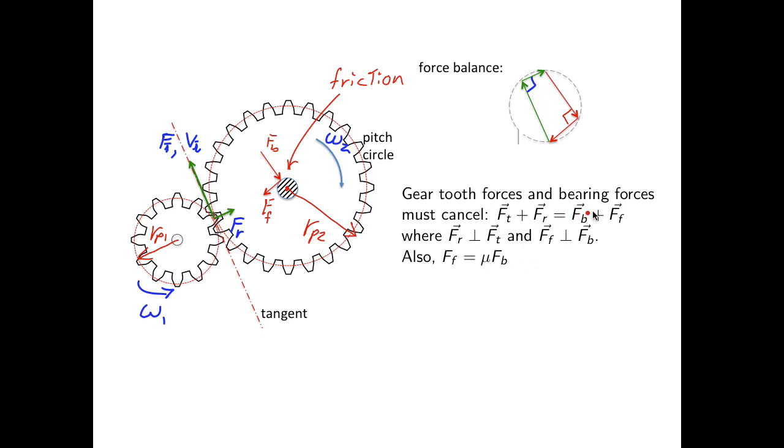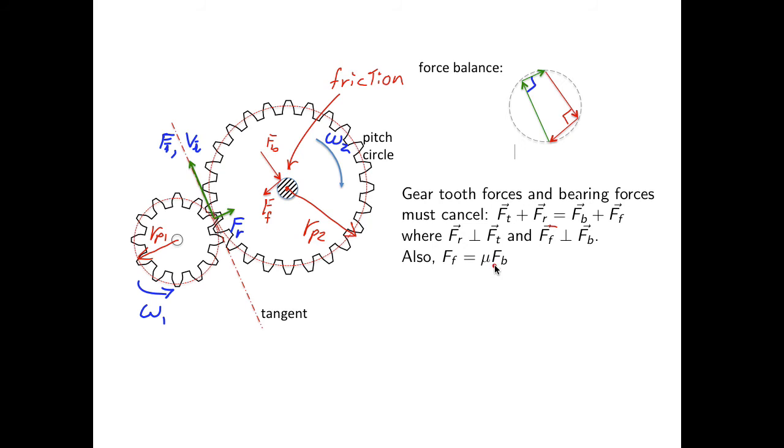The gear tooth forces and the bearing forces have to cancel, so the tangential and radial forces have to equal the bearing and the friction forces, where the tangential and radial forces are perpendicular to each other, and ditto for the main bearing force and the friction force. Finally, we notice that the friction force, the frictional component of the bearing force, has to be equal to mu times the main normal bearing force.